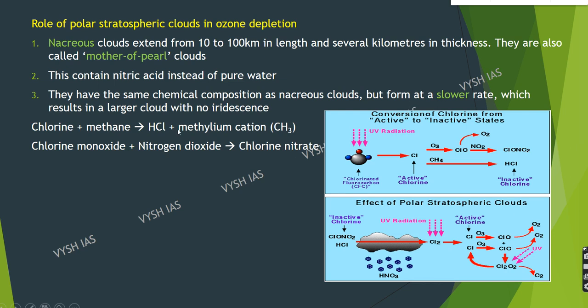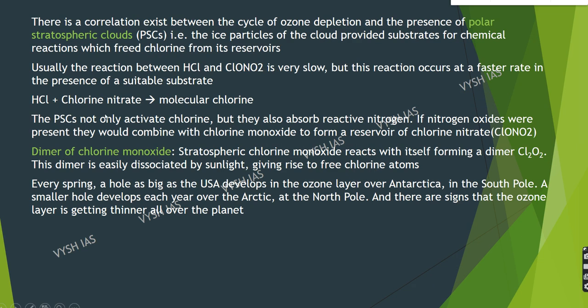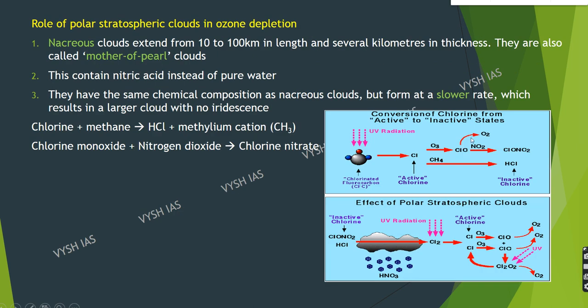HCl plus chlorine nitrate. HCl when combined with chlorine nitrate gives molecular chlorine. It results in the formation of molecular chlorine and nitric acid. Here is the equation. Molecular chlorine formed in this reaction can be broken down into atomic chlorine, and the ozone depletion reaction would continue. This picture would be helpful in understanding the reaction.